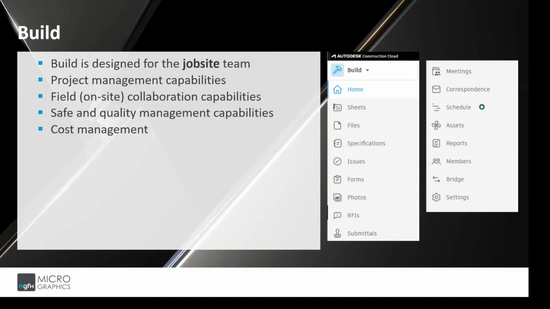So think about it this way. If the common data environment, which is Docs, is the digital filing cabinet where all the blueprints and files live, Autodesk Build is the digital clipboard and radio system used by the site inspection team and the project manager. It takes files from the cabinet and gives the team tools to mark them up, track safety issues, pay the bills, and tell the architect when something doesn't fit, all while standing in the mud on the job site.